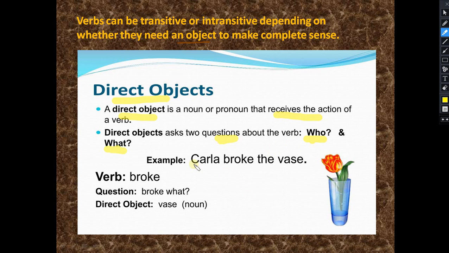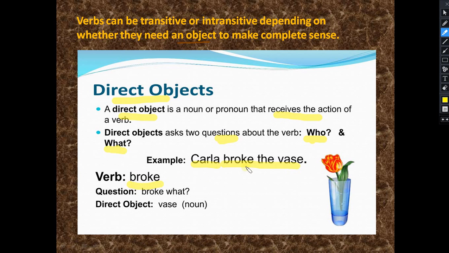Now see, "Carla broke the vase." Here the vase is there. Carla is the name of a person, which means she is the subject. Broke is our verb, and the vase is our object. Always you will get the object after the verb. So first of all, we have to identify the verb. In this sentence, what is the verb? The verb is broke.